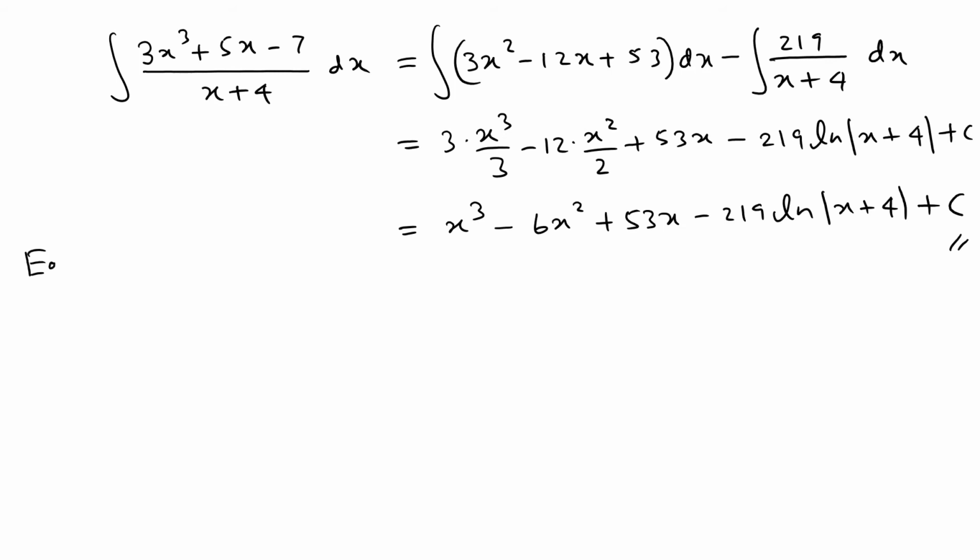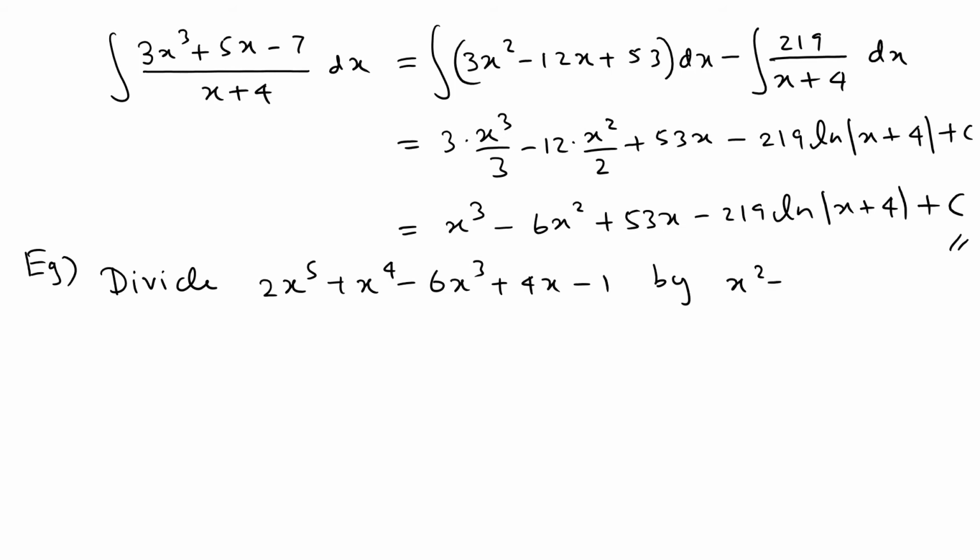Let's say you want to divide by not just a degree 1 term, but a degree 2 term. For example, like this. So you can extend this technique to consider many other cases. So divide, let's say, 2x⁵ plus x⁴ minus 6x³ plus 4x minus 1 by, let's say, x² minus 1. So it's a degree 2 polynomial, but it looks like our technique only works for degree 1, like an x minus 8 term.